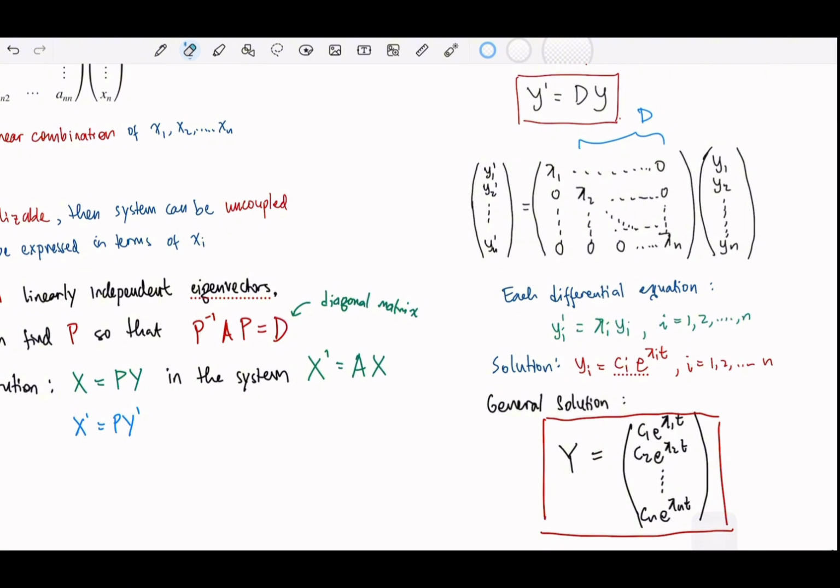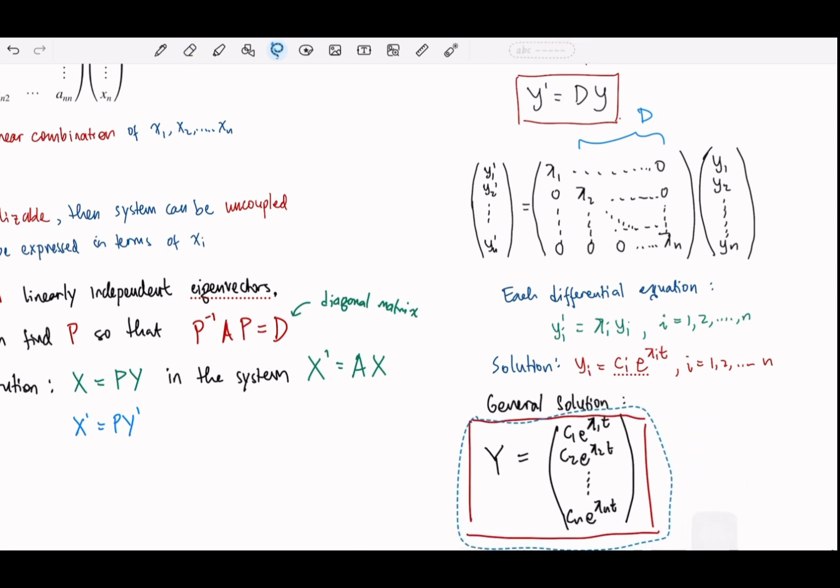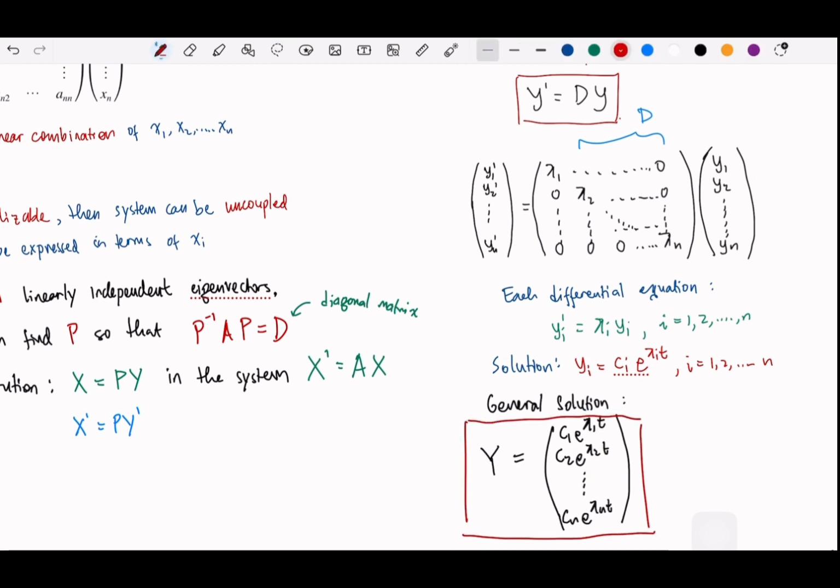And don't forget, let me give you some notes here. After we get y, it's not the final result yet, because our final result should be x equals Py. We still have x as our main problem, so we need to multiply this column y with P, so that we have x as our solutions.